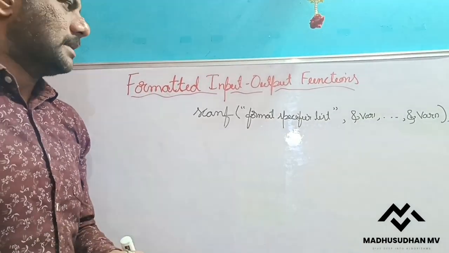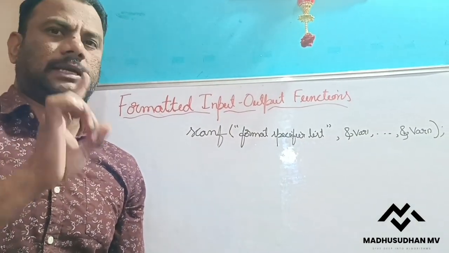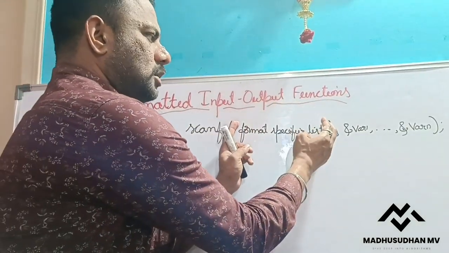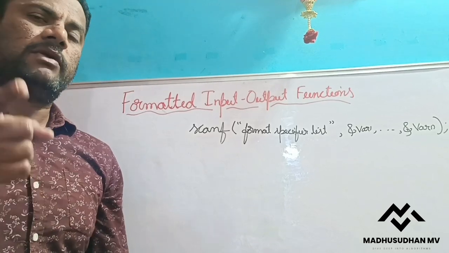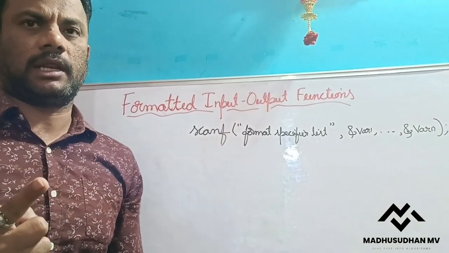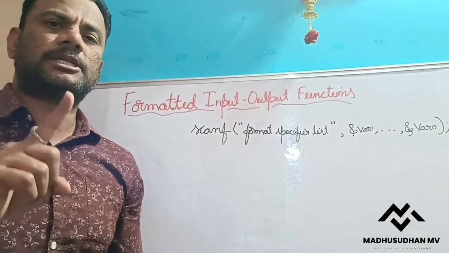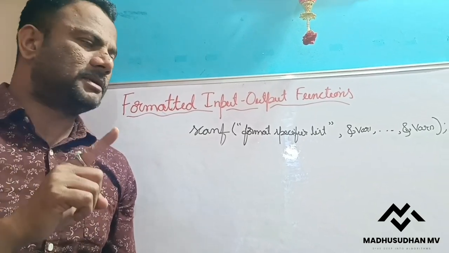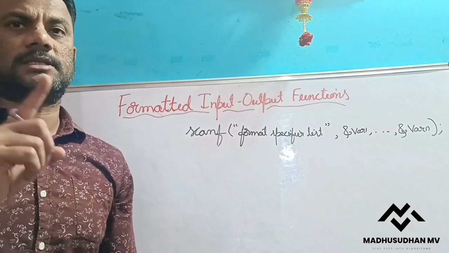I will repeat: scanf is used to read the value for a variable at runtime. In the general format, within the double quotes we should list only the format specifiers. What do we mean by format specifier? We discussed this in data types. For an integer variable, the format specifier is %d. For floating point numbers it is %f. For characters it is %c. For double it is %lf.